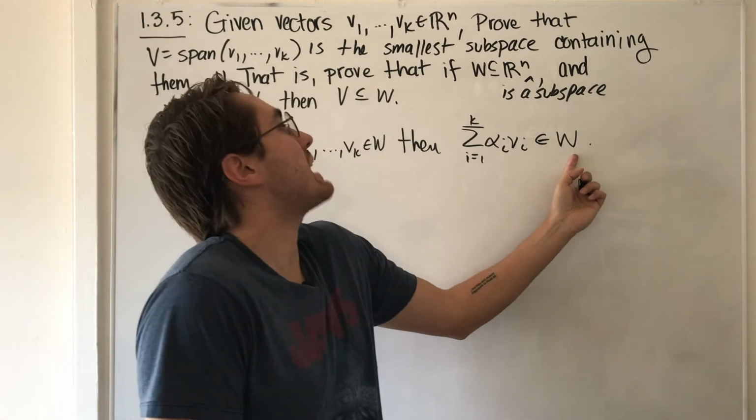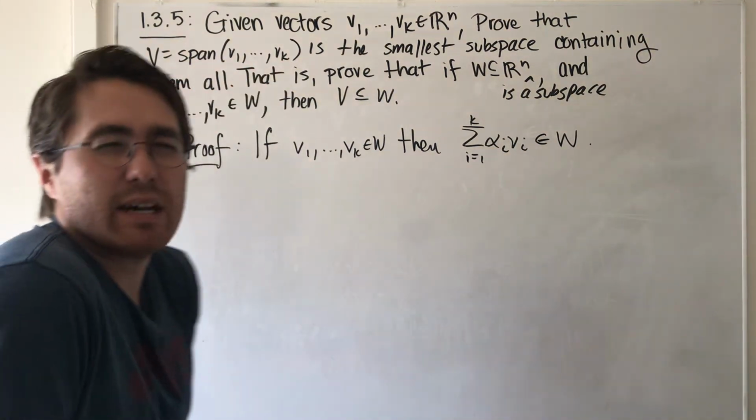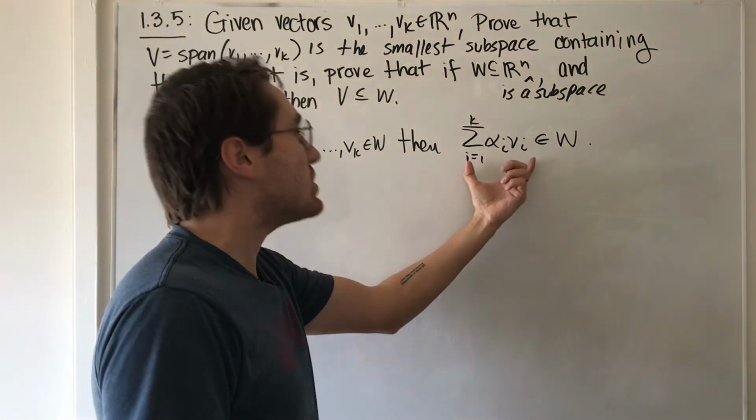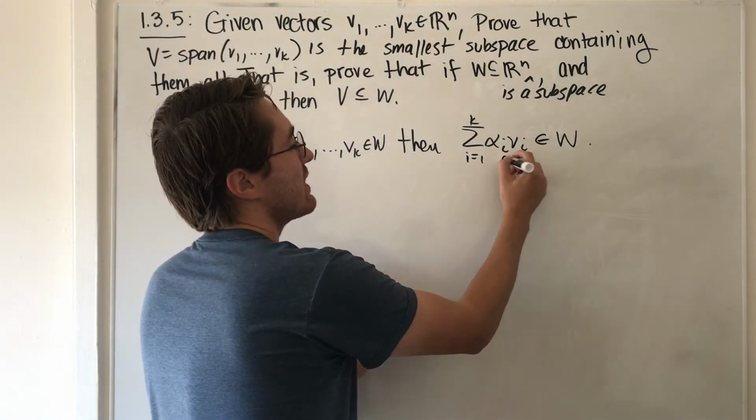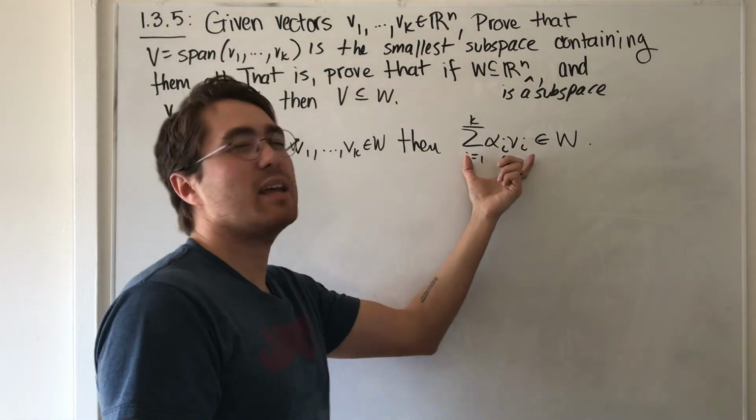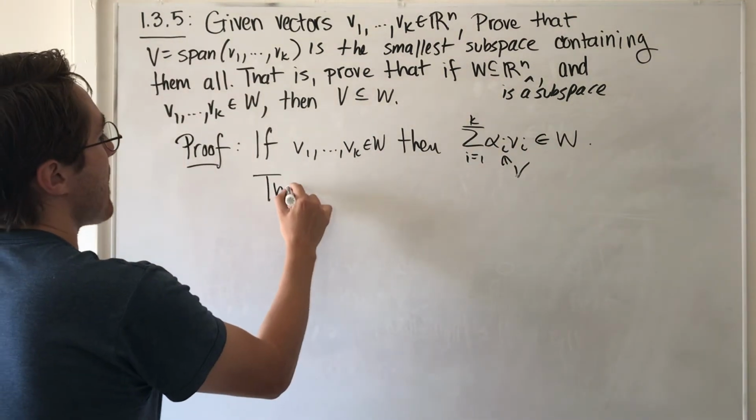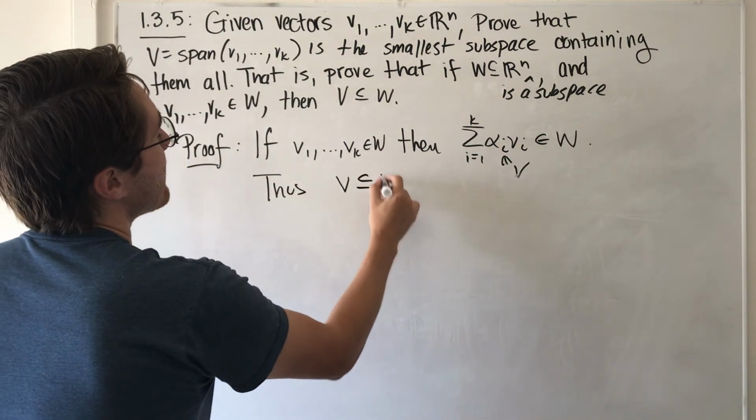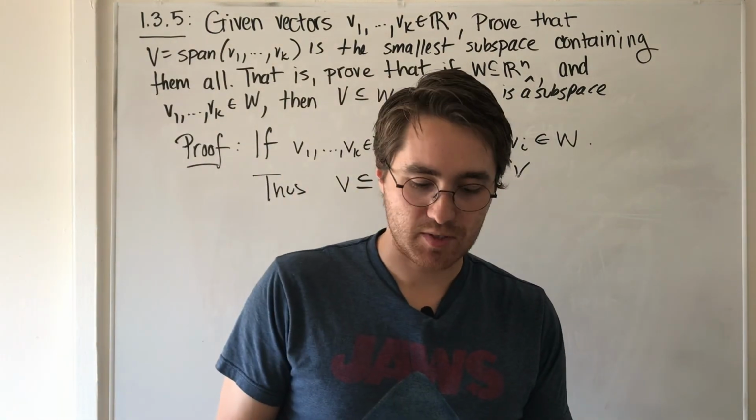But look, when I say any linear combination, remember, what's the span of these? It's the set of all linear combinations, which is like saying any arbitrary element. This right here belongs to V, so any arbitrary element of V also belongs to W. Thus, V is a subspace of W. And that's the proof. That's all there is.